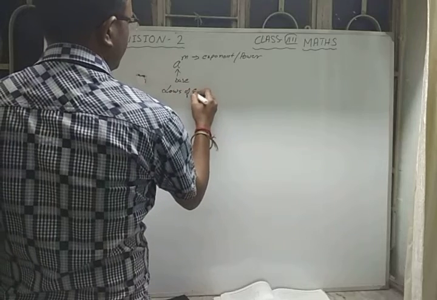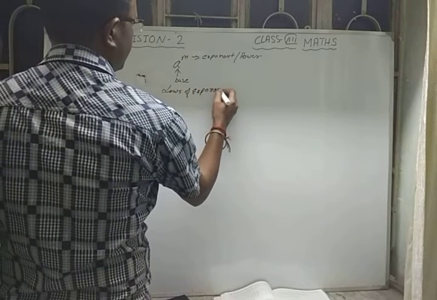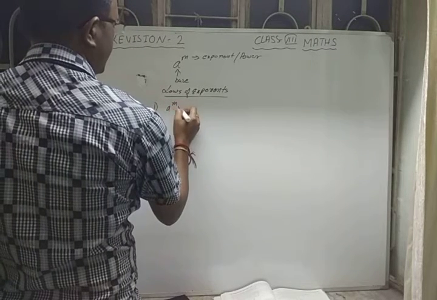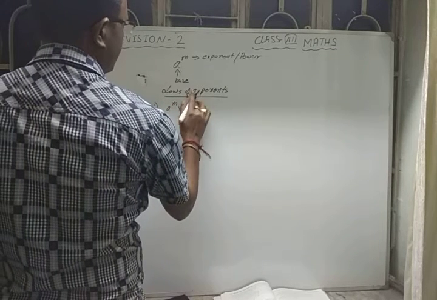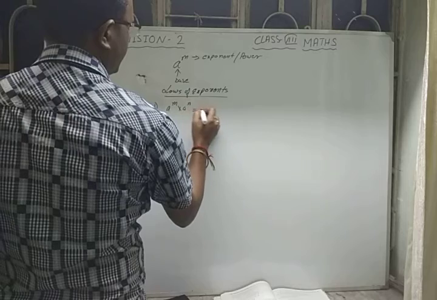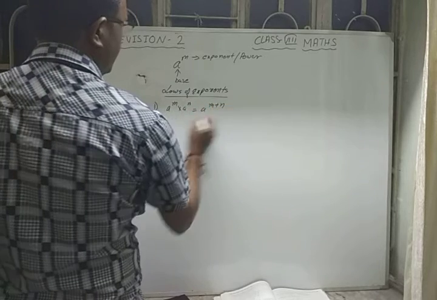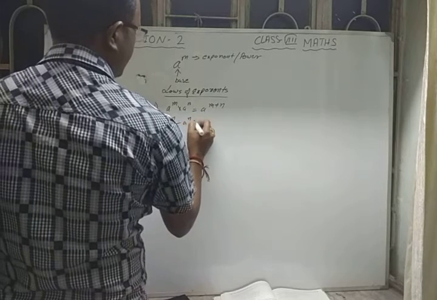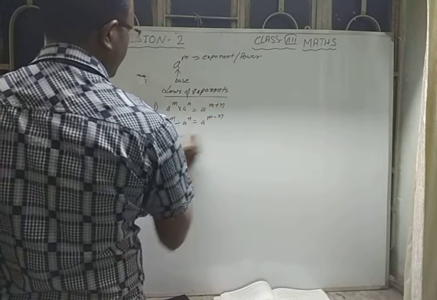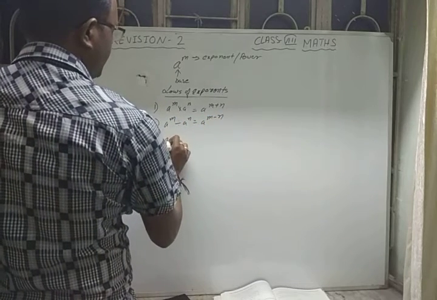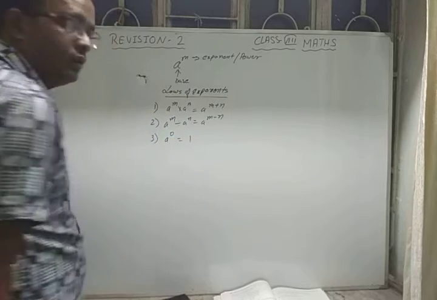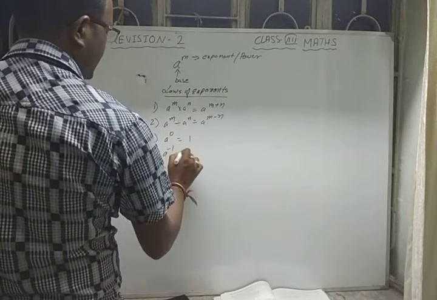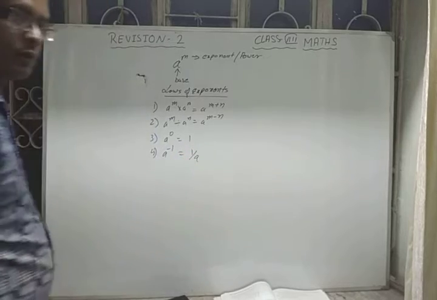Laws of exponent. First law: if the bases are the same in a product, the powers are added, so a to the power m plus n. Second law: the same thing, when it is in division, the powers are subtracted, so a to the power m minus n. Third: any number having power 0 is always equal to 1. Fourth: any number having a negative power becomes its reciprocal.